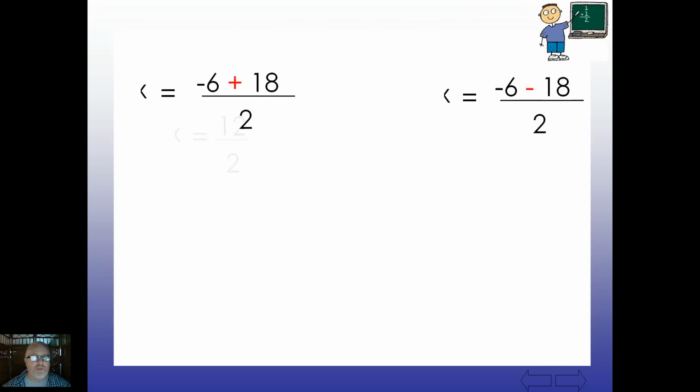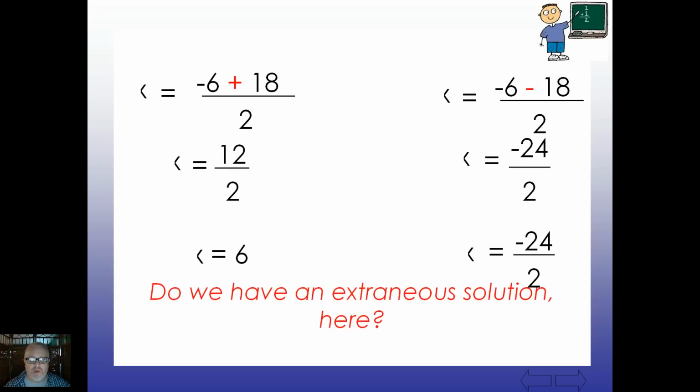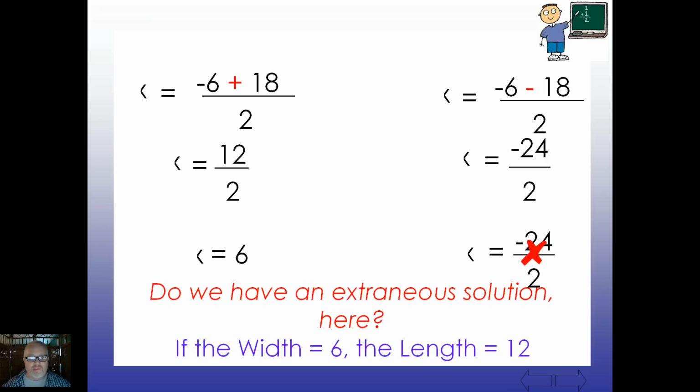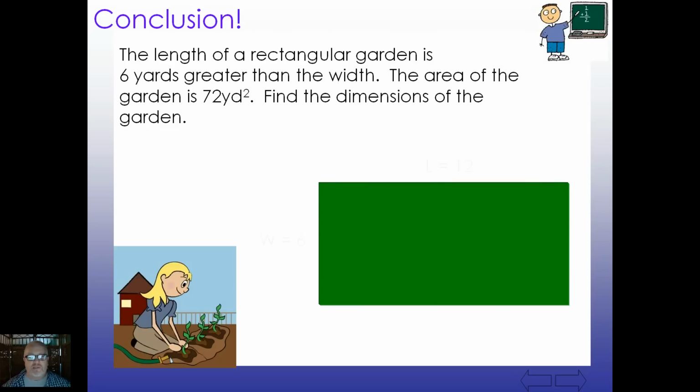Okay, so we end up with 12 over 2 is, of course, 6, and negative 24 over 2, which now I'm thinking about it. I'm thinking about distance here, distance solving for area. Can we have a negative answer? Of course, the answer here is no. So if it turns out that our width is 6, what must our length be? Well, we kind of give it away there. But remember that the length was 6 more than the width. So if the width is 6, then what does it tell us about our length? Our length must be 12. Yes? And of course 12 times 6 is 72.